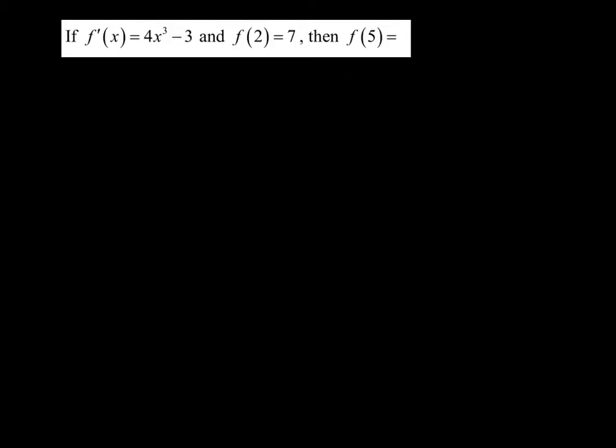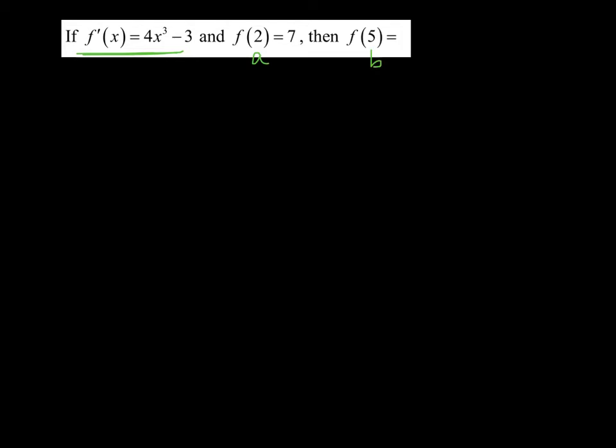Okay, so if we take a look at this first example, it says if f prime of x equals 4x cubed minus 3 and f of 2 is 7, then what is f of 5? All right, so what I want you to understand is that we're given f prime, and then we're given a value of f of 2, and we're looking for f of 5. In the parentheses there, those represent your A and your B.